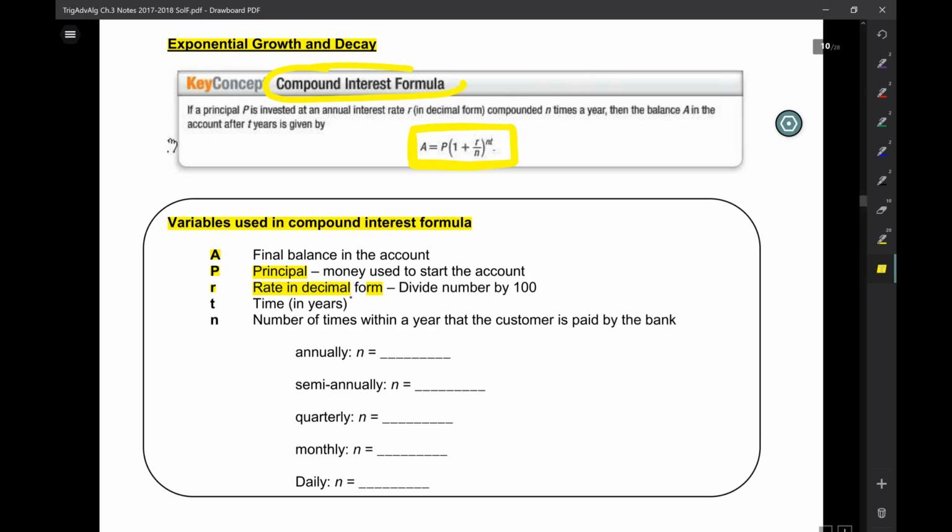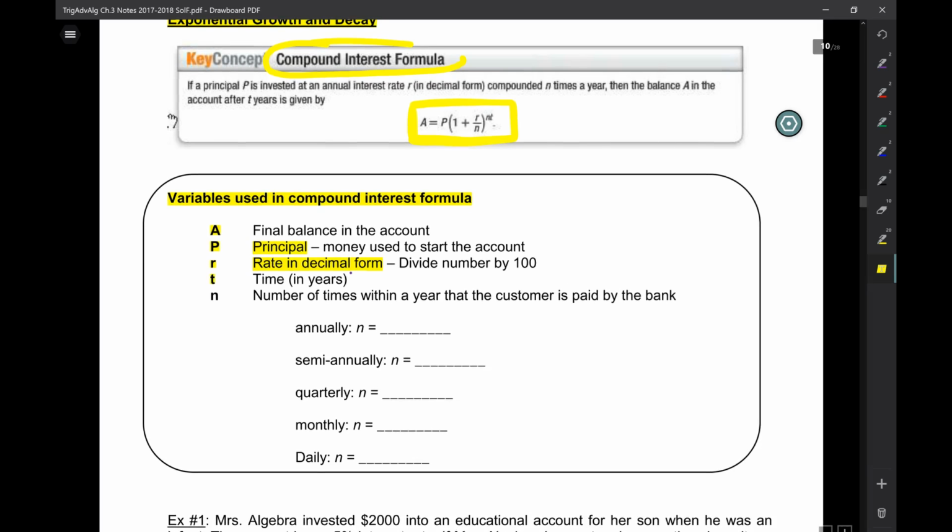I have to say, in my 17, 18, whatever years of teaching, the most common mistake in these problems is students don't divide. So if the rate is 5%, they put in 5, and then you get the wrong numbers. T is the time in years. That's self-explanatory. Okay, N. That's the little n in the exponent. N is the number of times within a year that the customer is paid by the bank. And that depends on the type of account you have.